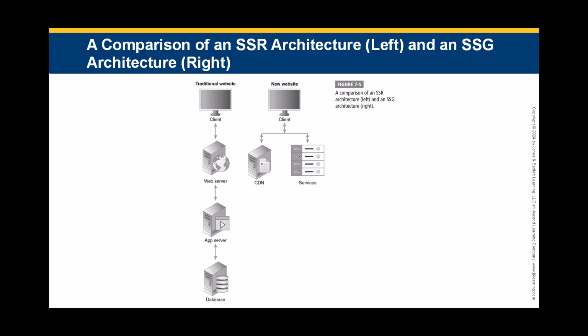Now let's look at the right side, which represents static site generation, or SSG, commonly used in newer website architectures. In this model, pages are generated ahead of time and stored on a content delivery network, or CDN. When a client requests a page, it is delivered directly from the CDN without needing real-time processing by an application server. This approach significantly improves performance and scalability because servers are not rebuilding pages for each request.